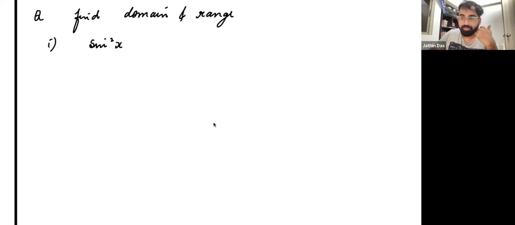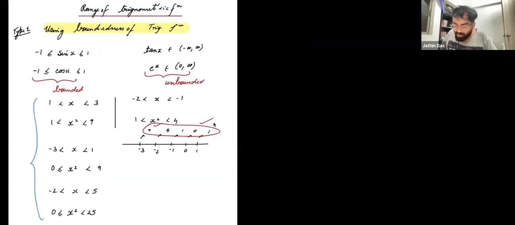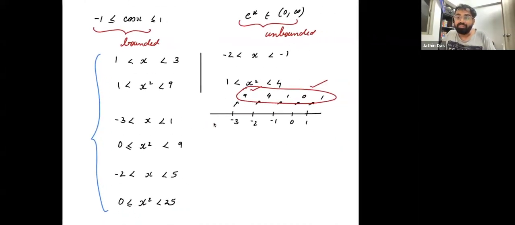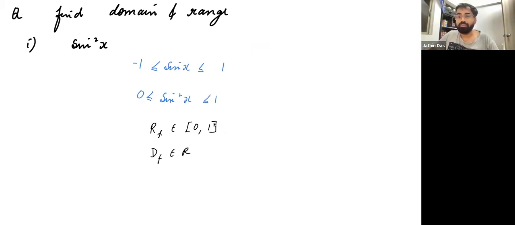Sin square x. First you think, what about sin x? What was the range of sin x? -1 to 1. Now I have to square it. It's the same logic I'm telling here. So the range of sin square x is 0 to 1. Very good. So the range will be 0 included, 1 included, and the domain is very clear: real. Clear?